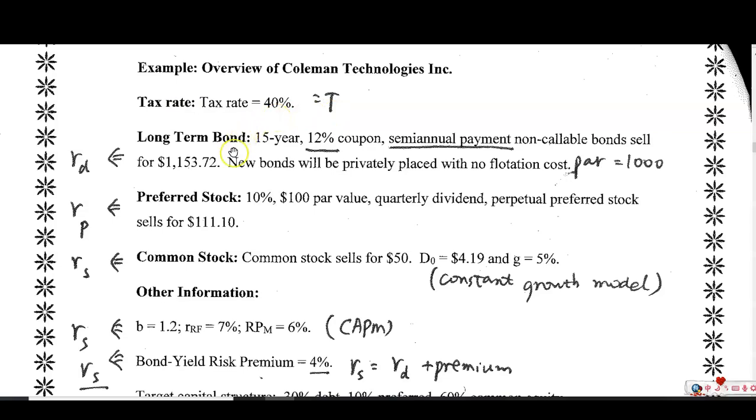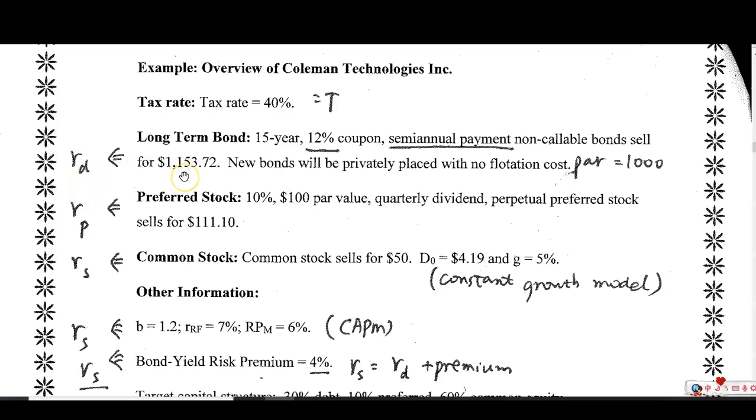We know the long-term bond issued by this firm is a 15-year, 12% coupon, semi-annual payment, non-callable bond, selling for 1153.72. New bonds will be privately placed with no flotation cost, and the par value of this bond is 1,000. Based on this information, we're going to use the knowledge learned in the bond chapter to calculate the cost of debt, the bond return, or yield to maturity.